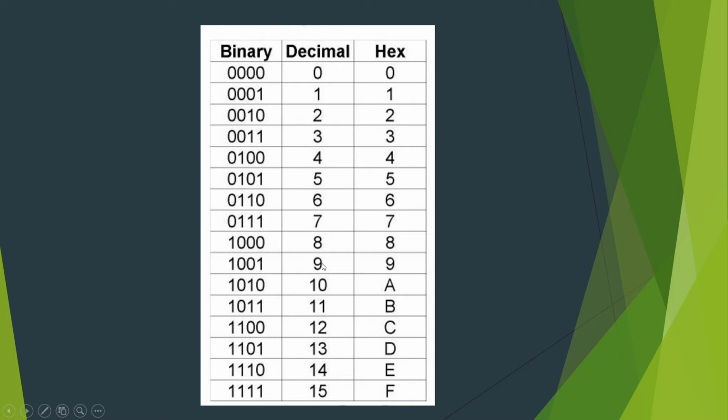And also, for example, say 324. We say 300 means 3 into 100, and 20 means 2 into 10, and 4 means 4 into 1. We can represent 100 as 10 power 2, and 10 as 10 power 1, and 1 as 10 power 0. So these are the base 10 numbers, which you multiply with powers of base 10, and you get all these numbers.